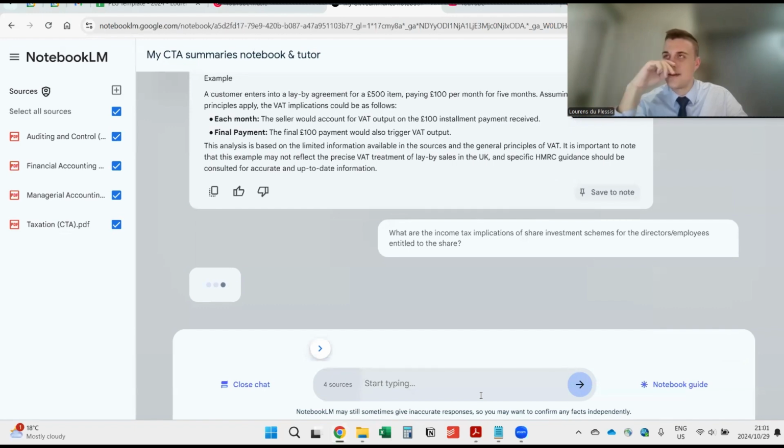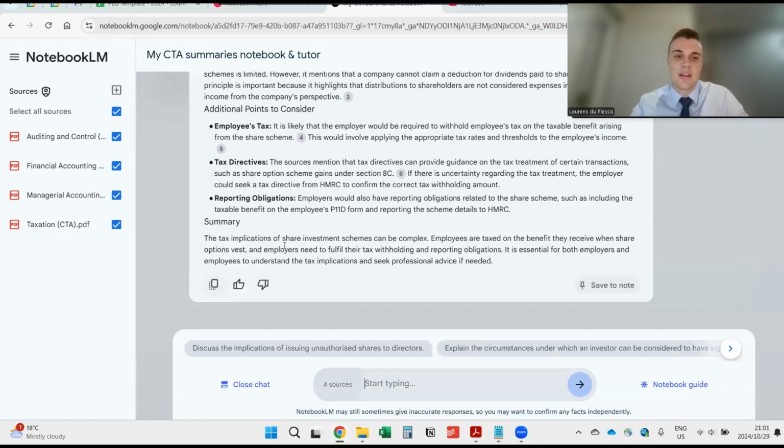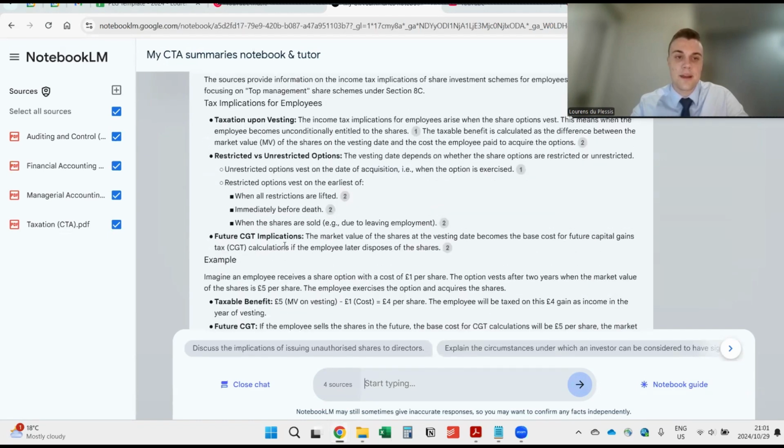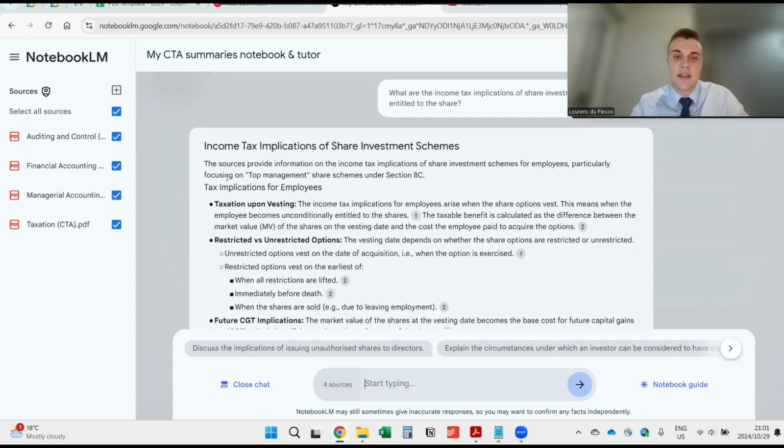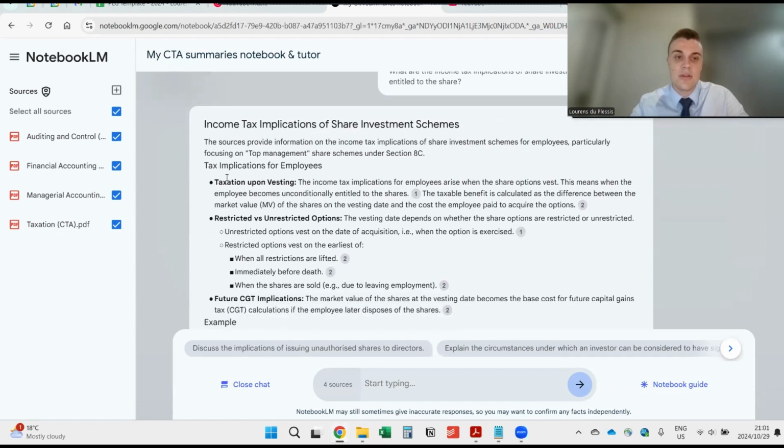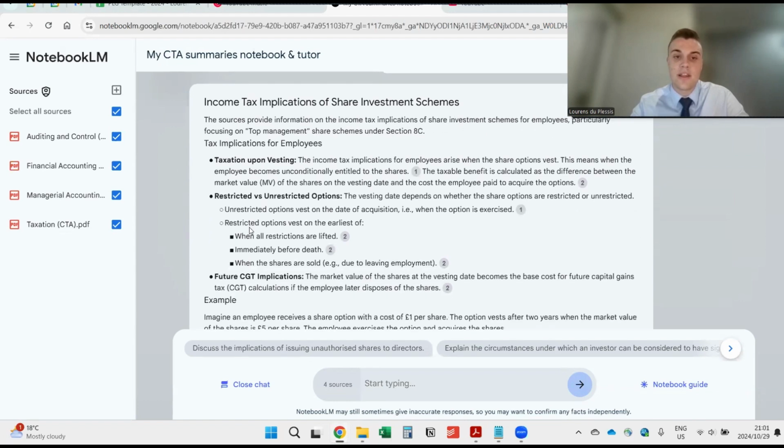I can't remember all the small nuances that are important for these type of transactions. So now I'm asking my tutor to just guide me into the right direction. And let's see what it gives us. So here it says, the income tax implications of share investment schemes, and then taxed upon vesting. The income tax implications for employees arise when the share options vest.